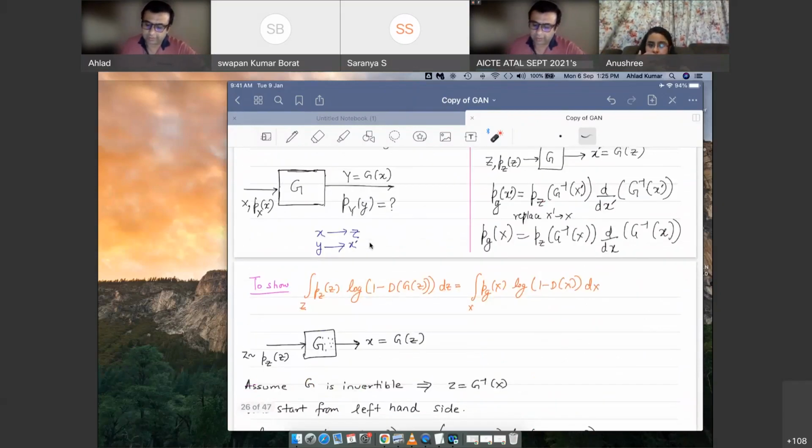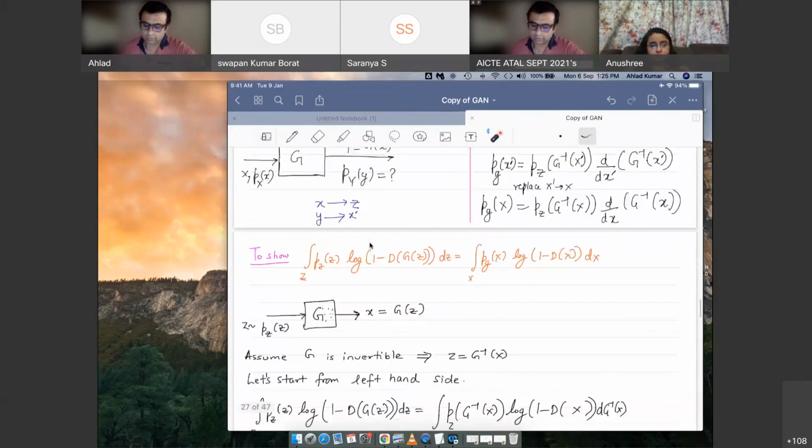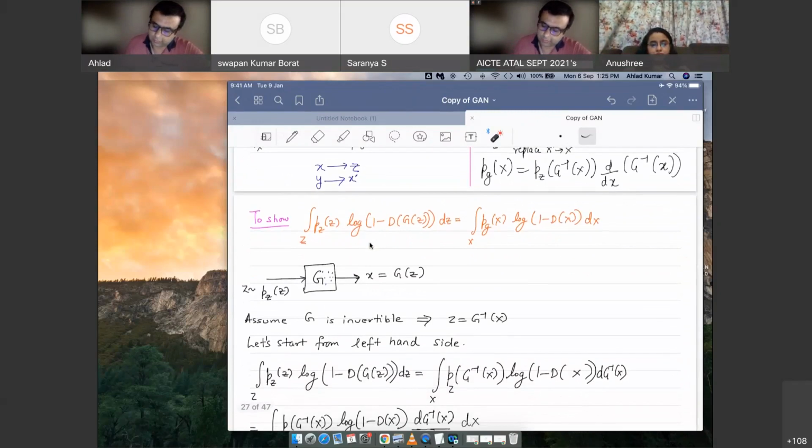If you recall, I just repeated the proof again here, which we want to show. So what we are doing is we are writing Z as G inverse of X, because this is from here. We are assuming that this G network which we are having is an invertible network. It's a strong assumption. And for that, what we are getting is Z is G inverse of X.